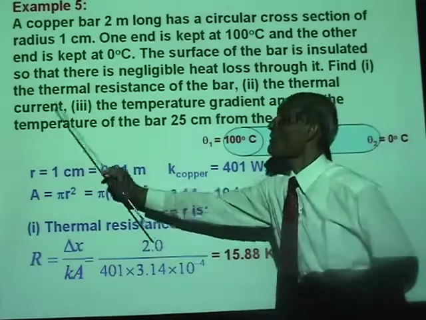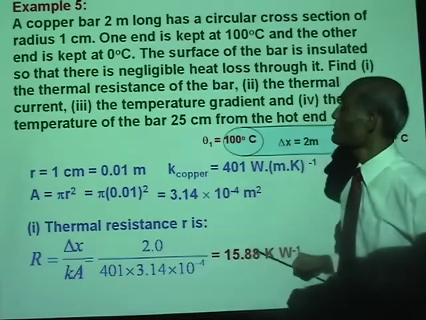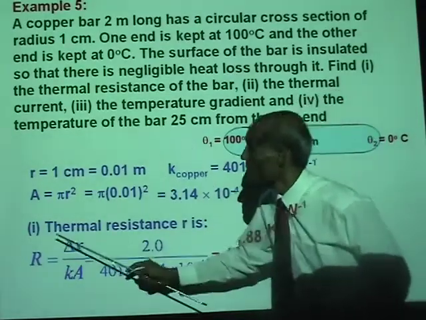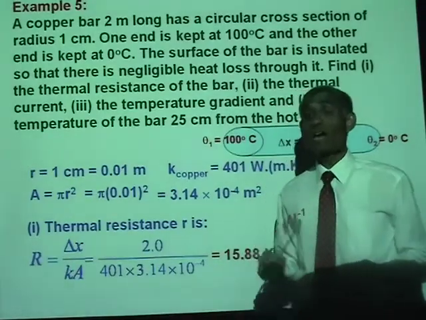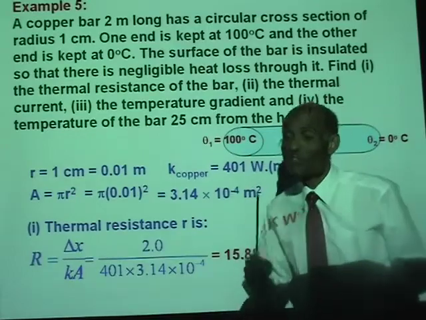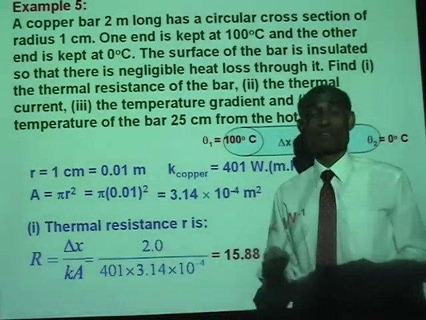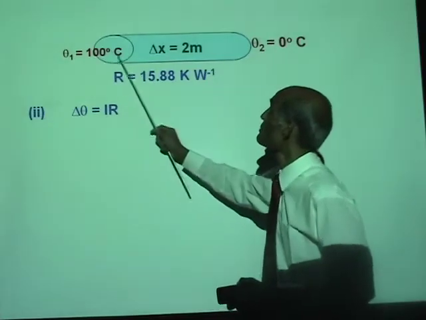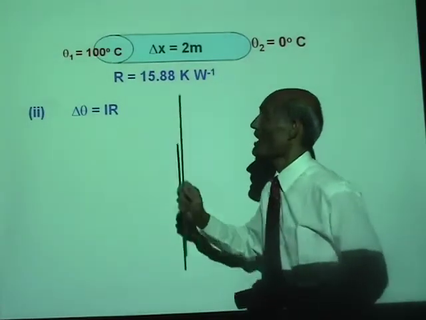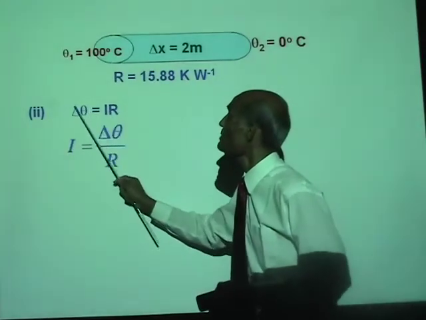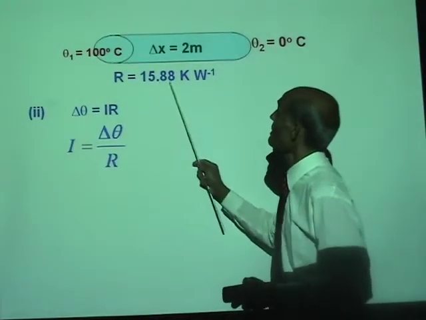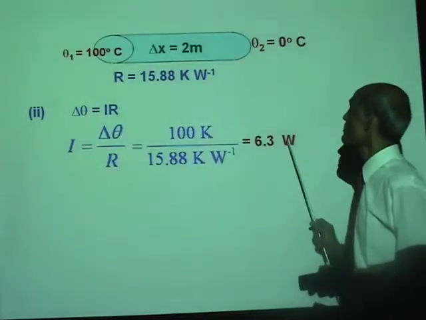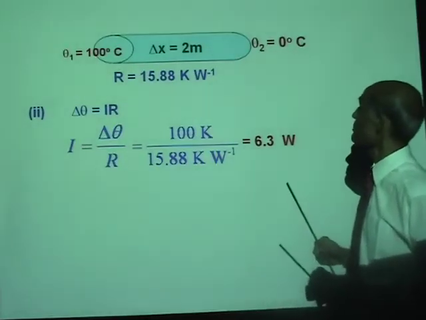We now need the thermal current. What is thermal current? Delta Q divided by delta T, which is called I. And how is the thermal current related to the thermal resistance? Can you recall that equation? Alright. Delta theta equal to I times R, where delta theta is the difference in temperature, I is the thermal current, R is the thermal resistance. Therefore, I equal to delta theta divided by R. We calculated thermal resistance, we know delta theta, therefore I equal to 6.3 watt. The thermal current is 6.3 watt.